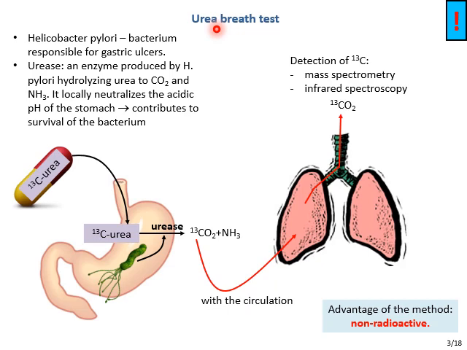The aim of this method is to detect the presence of a bacterium, Helicobacter pylori, in the stomach of patients suffering from gastric ulcer. Gastric ulcer is sometimes caused by this bacterium, and if it is indeed caused by this bacterium, then the ulcer is to be treated by antibiotics. Therefore, it is very important to diagnose whether a bacterial infection is indeed present in the stomach.